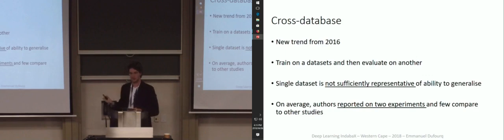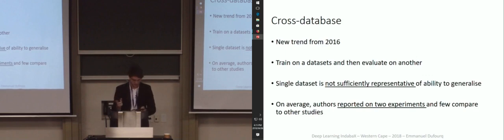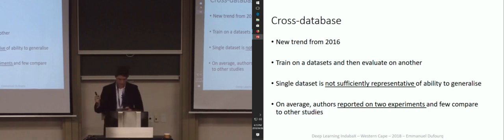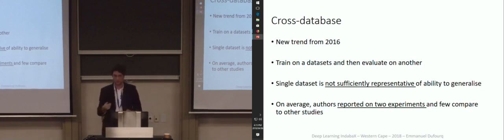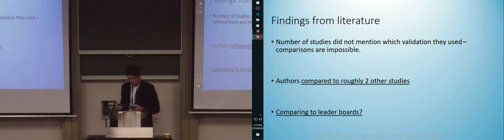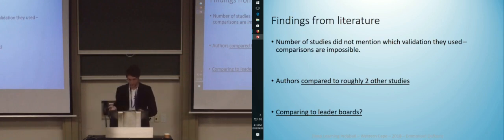From the literature, I noticed this trend from papers published in 2016. They would do cross-database or cross-dataset experiments. Here you train on multiple datasets, and then you would test on a completely different dataset. Here the rationale was that reporting results on a single dataset is not actually sufficiently representative of how good your machine learning algorithm is. And in this experimental setting, most authors just reported on two of these experiments. So very few results. In terms of literature, a lot of studies did not mention what validation method they used, so comparison is practically impossible.